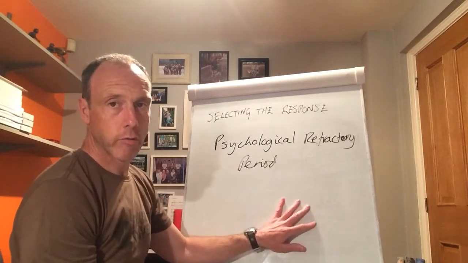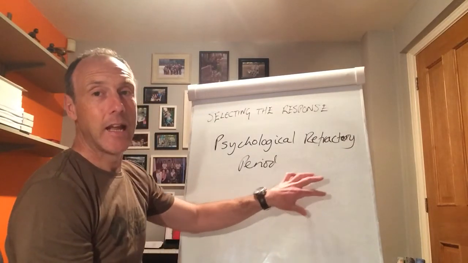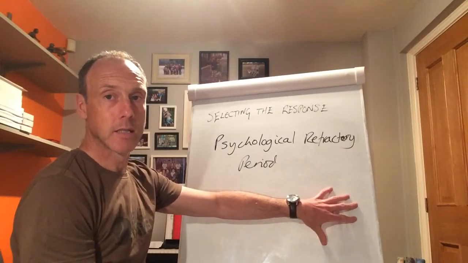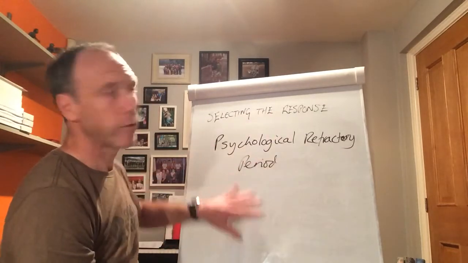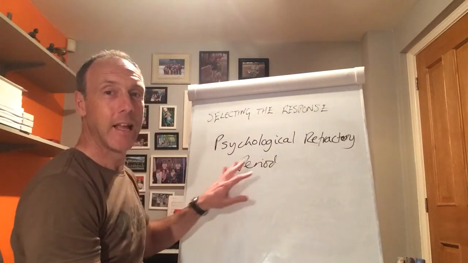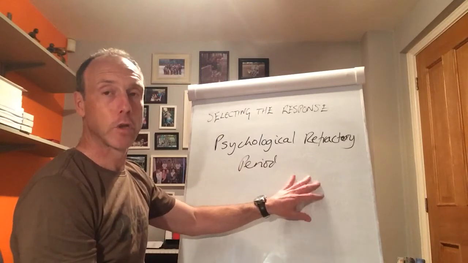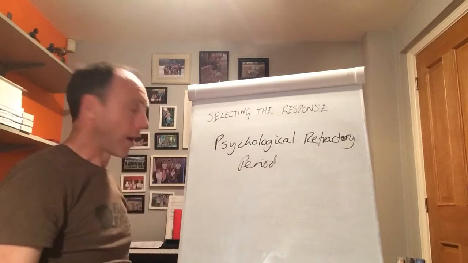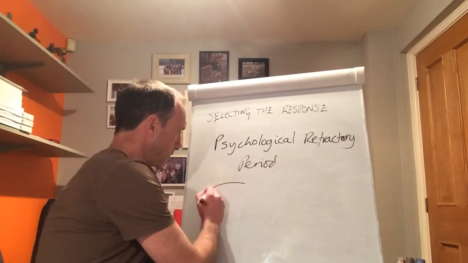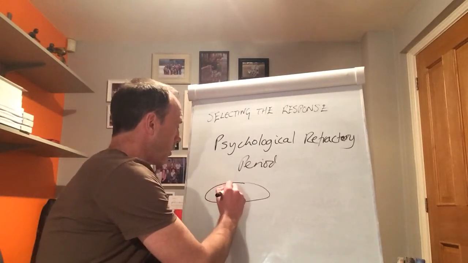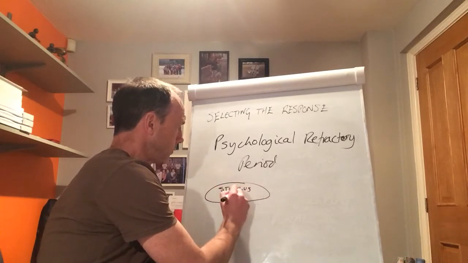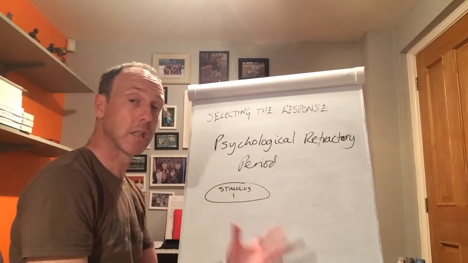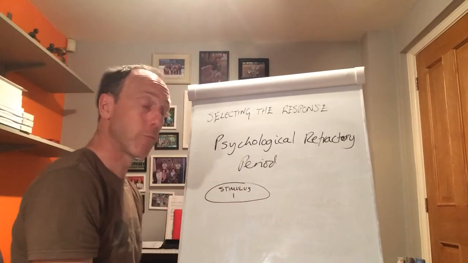Now, the psychological refractory period is the delay in responding to a second of two closely spaced stimuli. So I'll say that again. The psychological refractory period is the delay in responding to the second of two closely spaced stimuli. So what does that look like? Well, here's stimulus one. Okay, so we've identified that through selective attention. We've identified this as a stimulus that we will want to respond to.